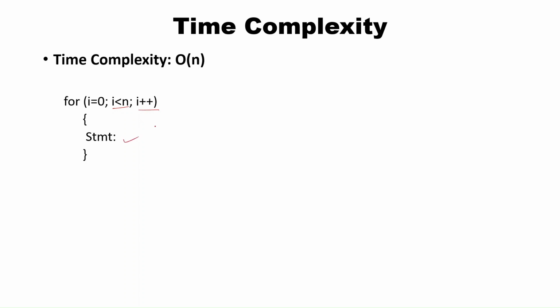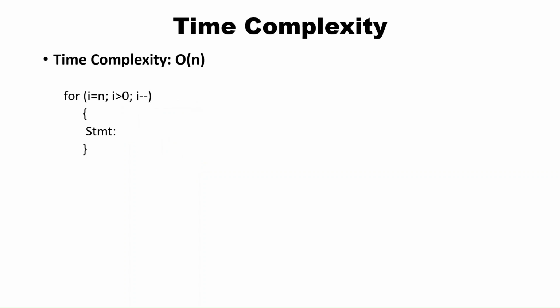This is the statement. The for loop executes n plus 1 times, and the statement executes n times. This is the order of n. So the time complexity is order of n.